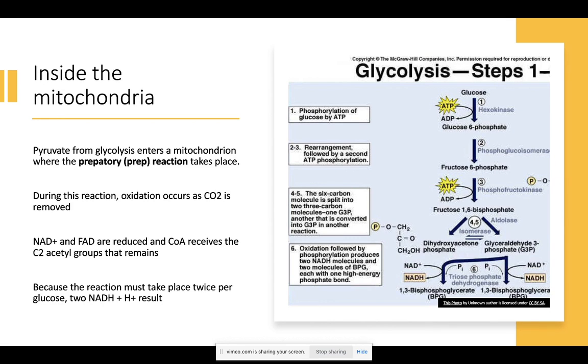So here we talk about the preparatory reaction. We are finally inside of the mitochondria. This preparatory reaction, I don't have a whole lot to say about it. I just want you to realize that it's there. This is what makes acetyl-CoA.